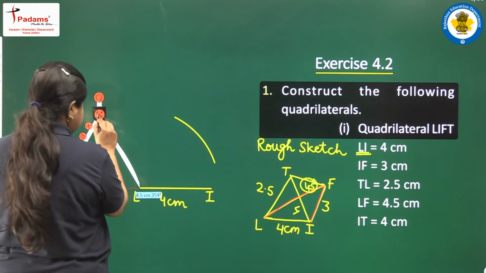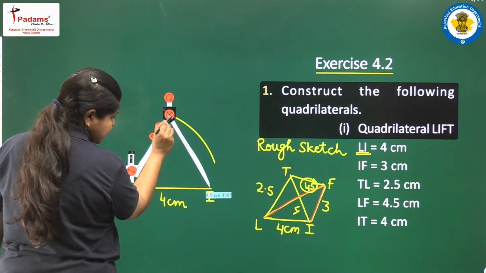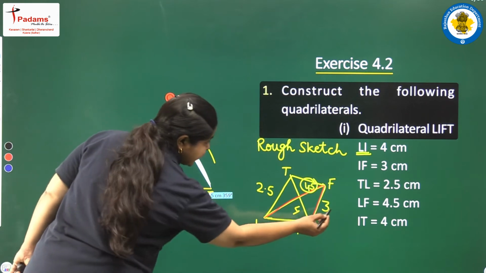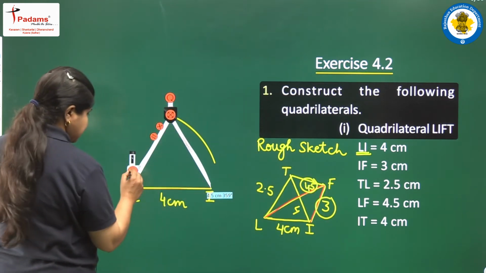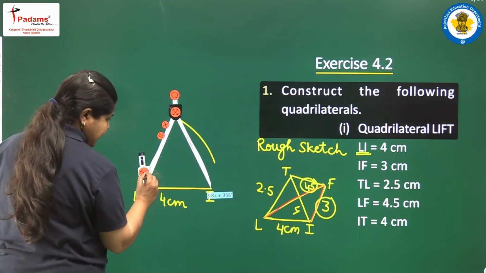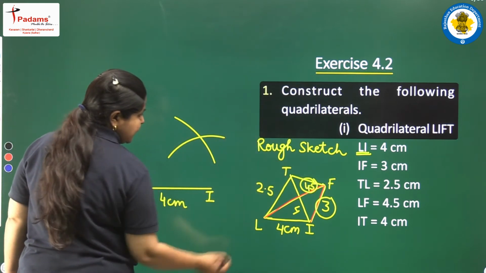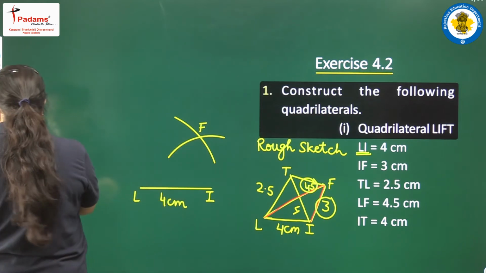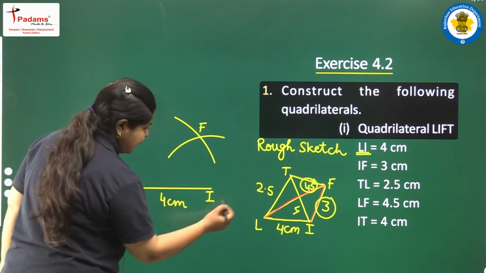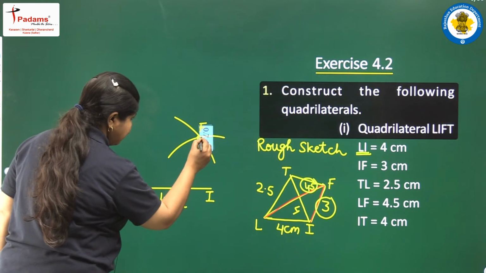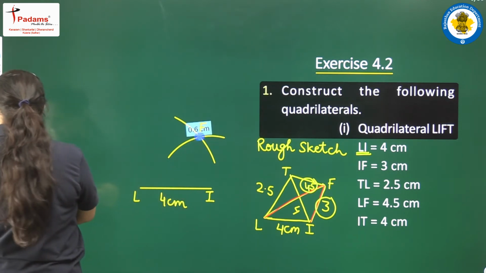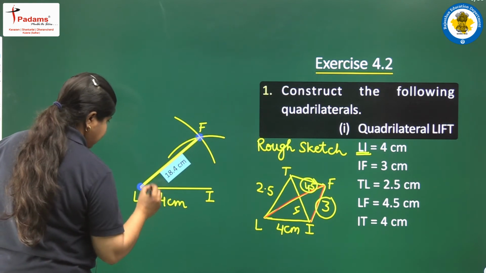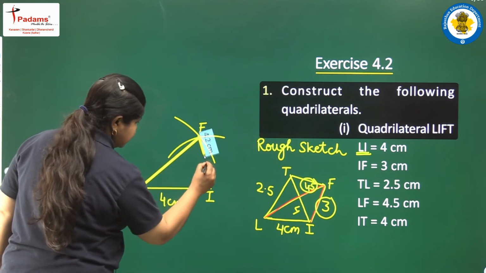Then what next we need to do is keep the compass at I, the pointed end. So let us interchange its two ends. Keep it at I, and now the radius should be equal to 3 centimeters. So let us reduce it to 3 in this way. Yes, we get this point as F. We will now join these two line segments, starting from F, FL and then FI.